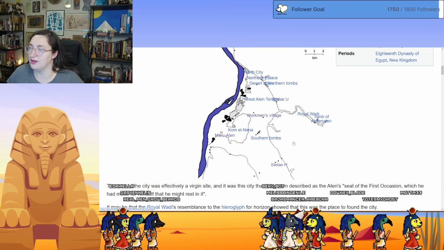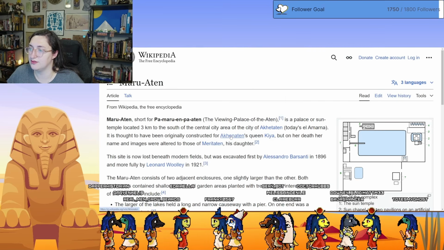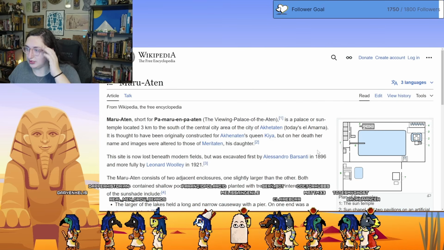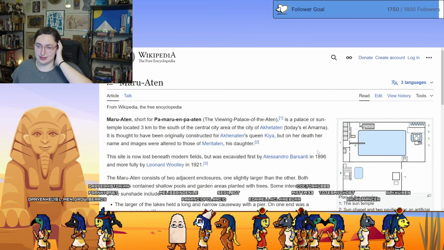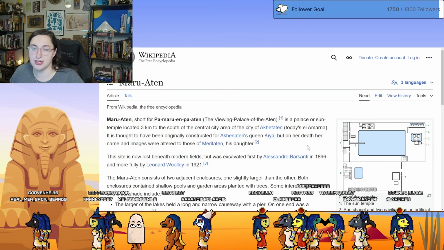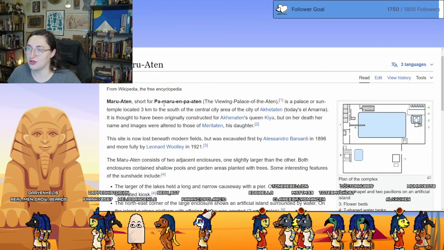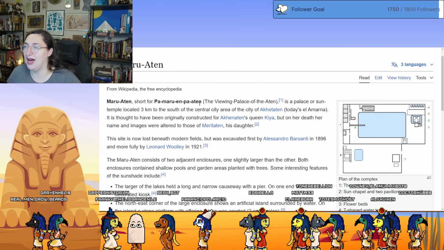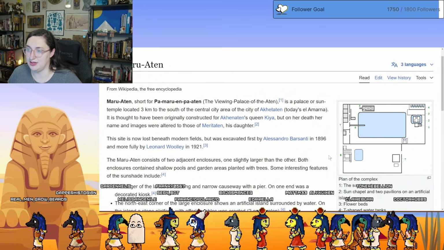So again, unfortunately, it is not well preserved. But there are a couple other theories, and I'm hoping this article will tell a little bit more about it. It is also short for Pa Maru and Pa Aten, the viewing place of the Aten.